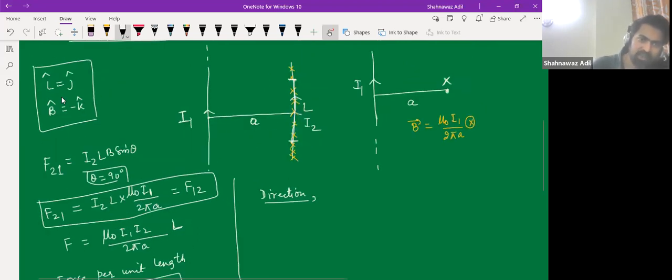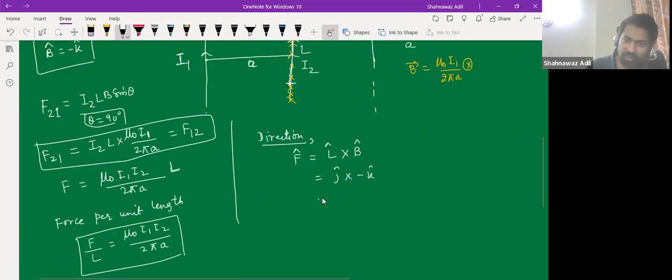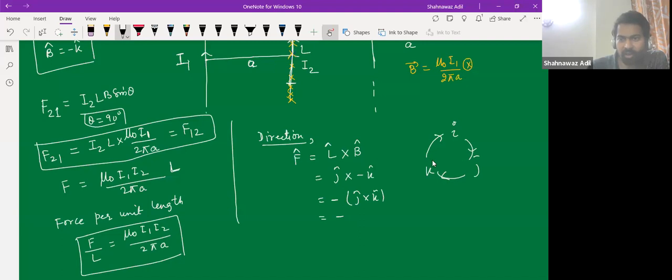And the direction, we know, would be L hat cross B hat. That is the direction of F hat. So L hat is j hat, and this is minus k hat. So minus, I can take it on this side. What is j cross k, guys? If we apply the cyclic property, i hat. So we are going in the clockwise direction, so that would be positive, so i hat.